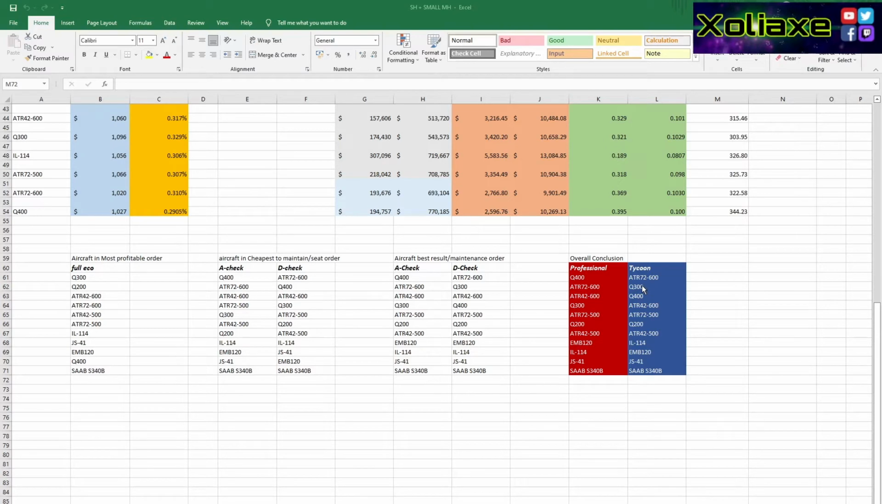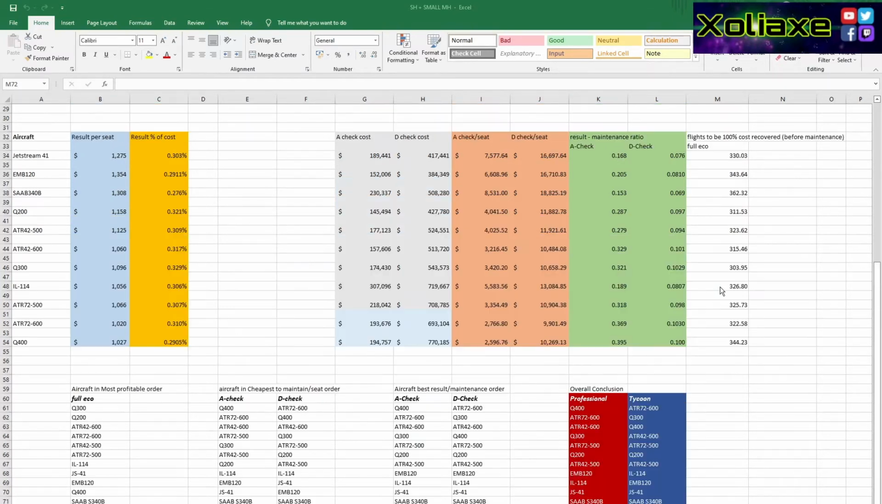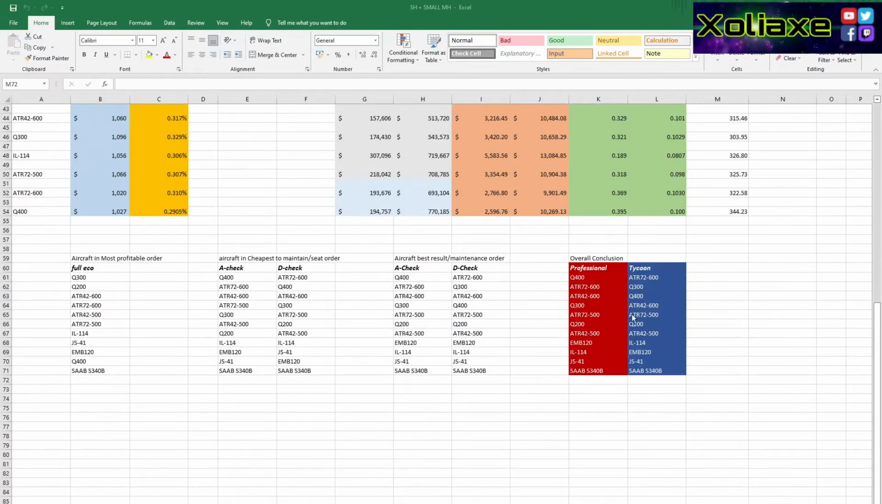The Q300 does beat the Q400 in Tycoon mode. Not by much, if I recall correctly. The Q would be on 0.1029.100. So the ATR 72-600, Q300 and Q400 are really close to each other on here, and obviously the ATR 42-600 as well is really close to them. So pretty much any of those four, again, you're pretty much safe using.